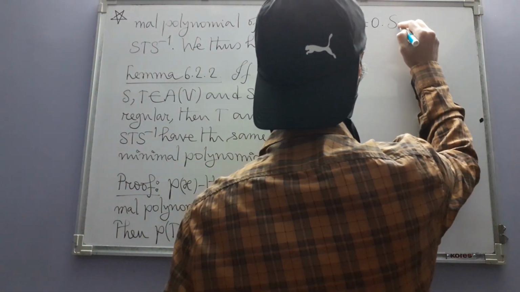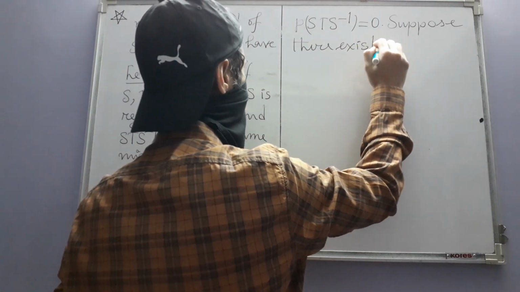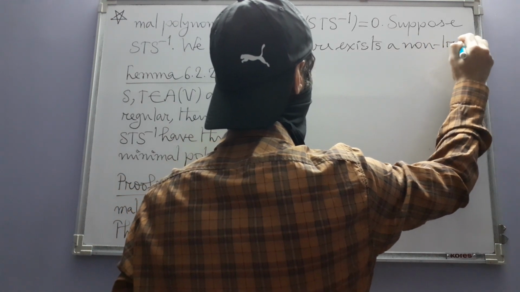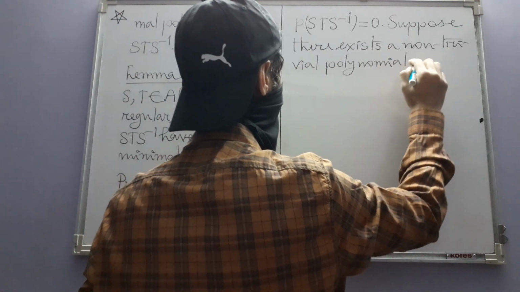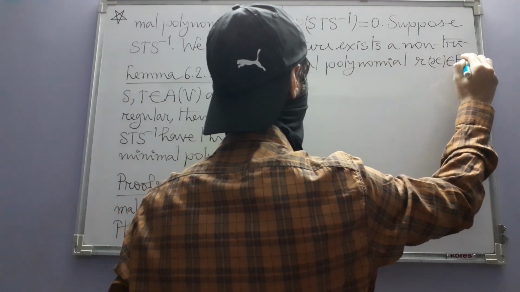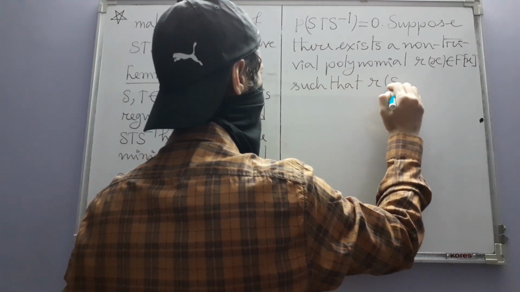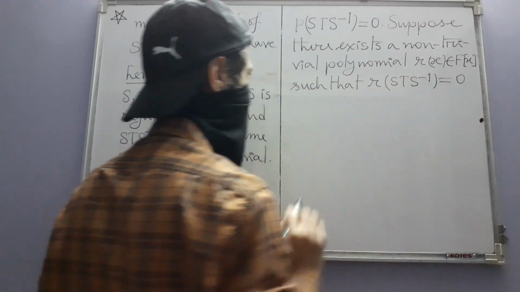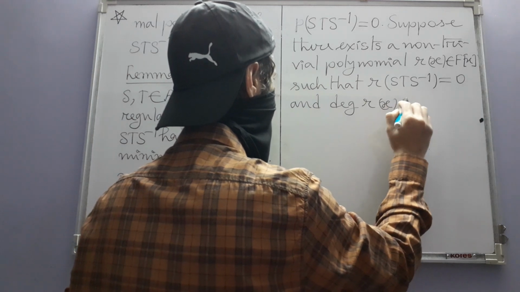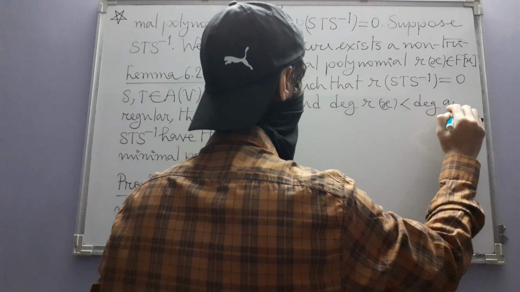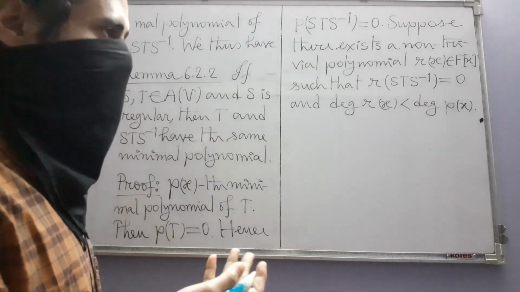So suppose there exists a non-trivial polynomial R(x) in F[x] such that R of STS inverse is also equal to 0 and the degree of R(x) is less than the degree of, we are denoting it by P, okay, so degree of P(x). And by non-trivial, of course, we mean a non-zero polynomial.